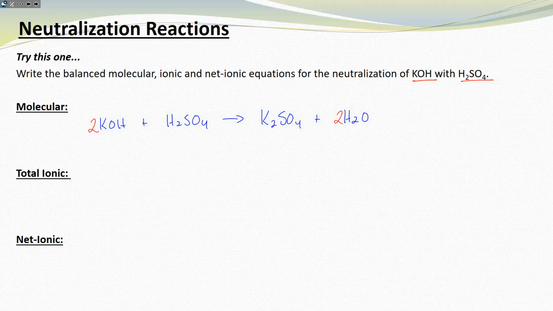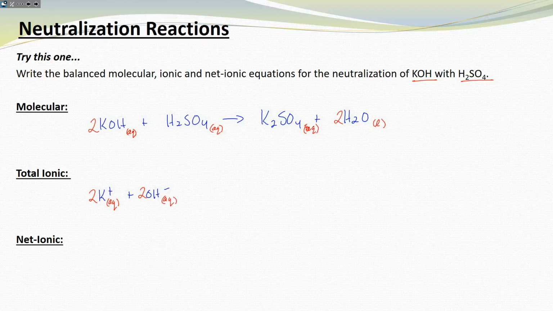Now I'm going to put in my states. This is aqueous, aqueous. K2SO4 would be aqueous, AQ. And H2O is going to be a liquid. All right, so now going through anything that is ionic and aqueous, we can dissociate. So KOH is going to make K plus and OH minus. But there are 2 KOHs, so I'm going to make 2 Ks and 2 OH minuses, and they're both going to be aqueous. Now I'm going to add in my square brackets.